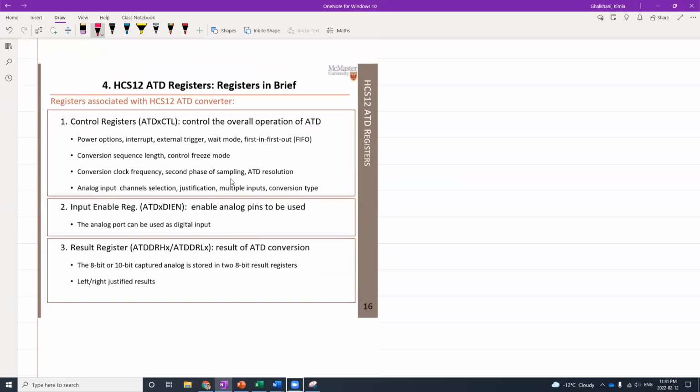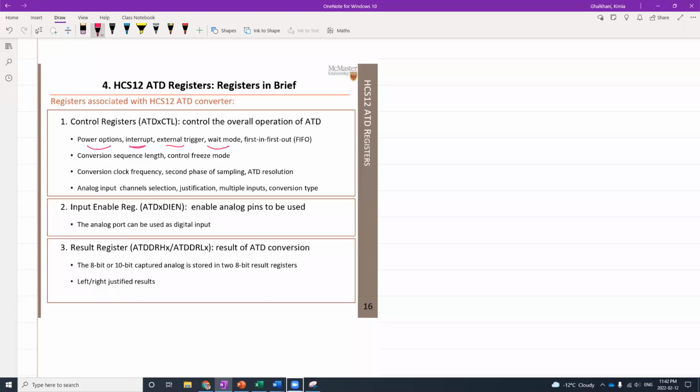Well, this is again what we practiced in lab 2. Let us review them quickly. So we have control registers, as we discussed, to control the overall operation of the analog to digital converter. The power is not initially on in the microcontroller, so if you are going to power it up, you just have to turn it on. So we have interrupt. We are going to discuss the interrupt next session to generate the interrupt in any case that you need to have it. And also there is an external trigger, right? So also you have to wait for mode.